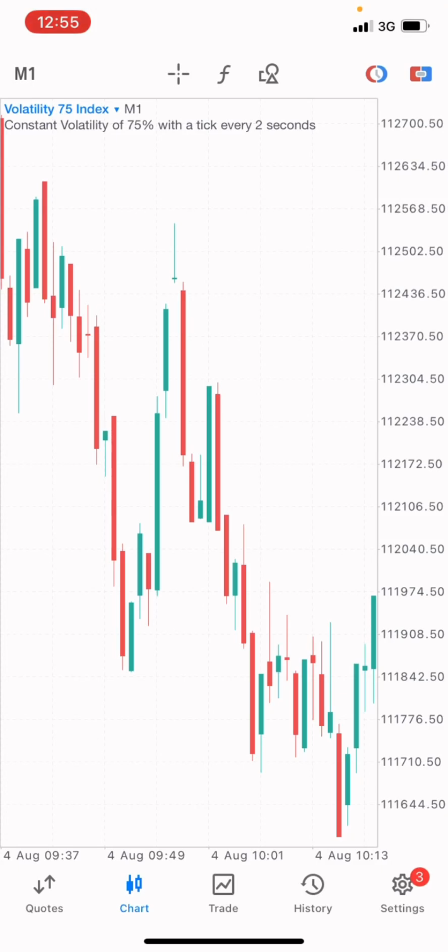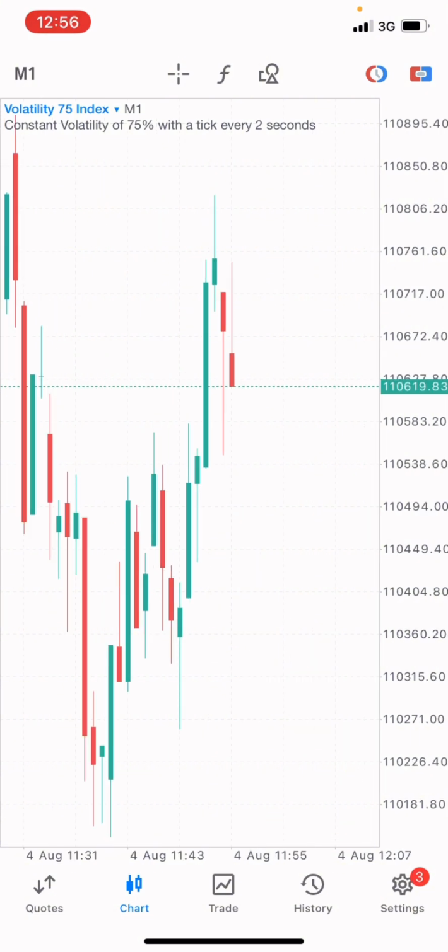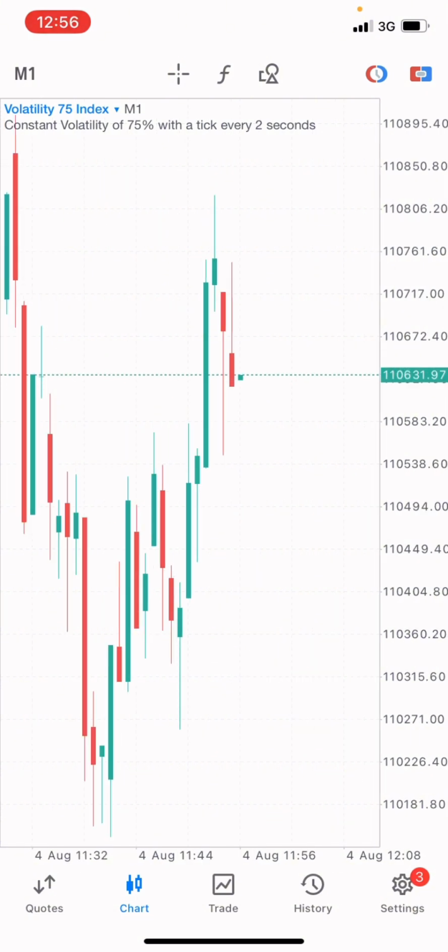Hi guys, we're back on another Volatility 75 Index strategy. I'm going to share with you how to trade this market successfully and the strategy you can use to make that happen. Right now, the market is selling, and I'm going to show you how you can predict a good buy and sell entry.